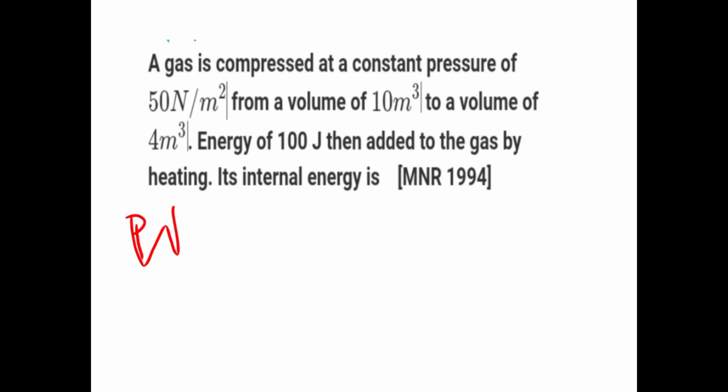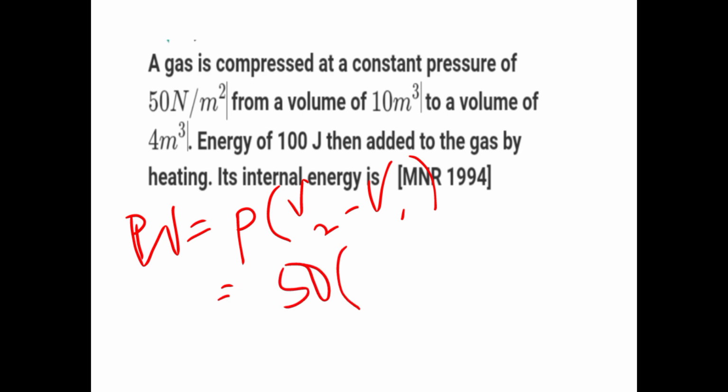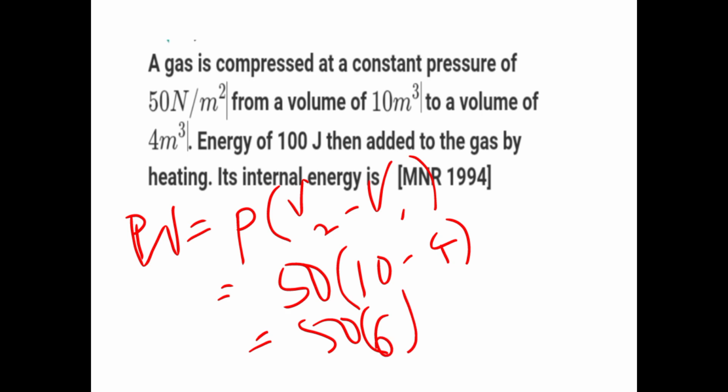Let's start by stating the formula for work. The work is P into V2 minus V1. P is the constant pressure, which is 50. Then V2 minus V1 is 10 minus 4. Notice that all the units are in SI units, so make sure that your units are in SI units. So this will now be 50 multiplied by 6, and that will be 300. So the work done is 300 joules.